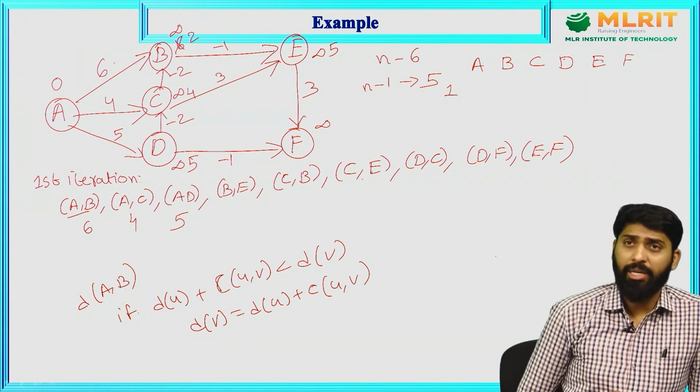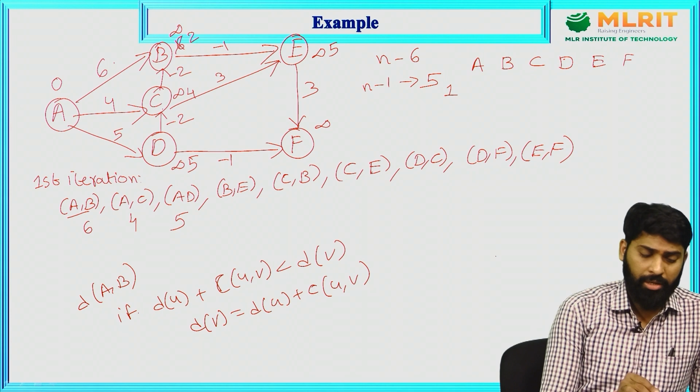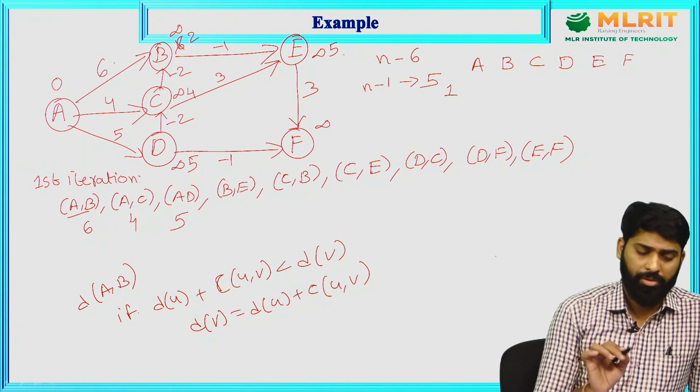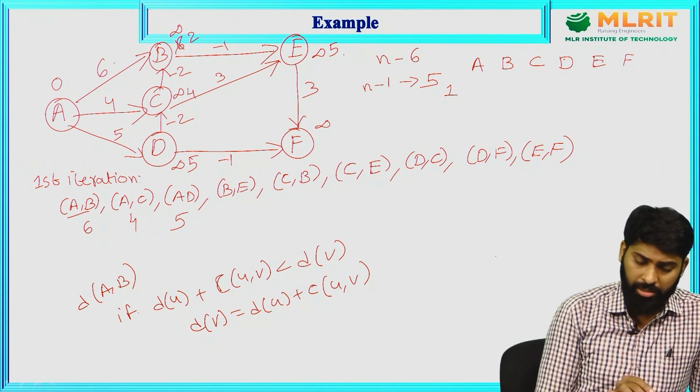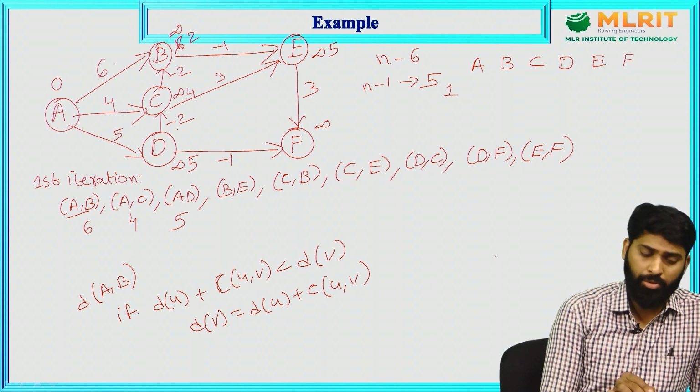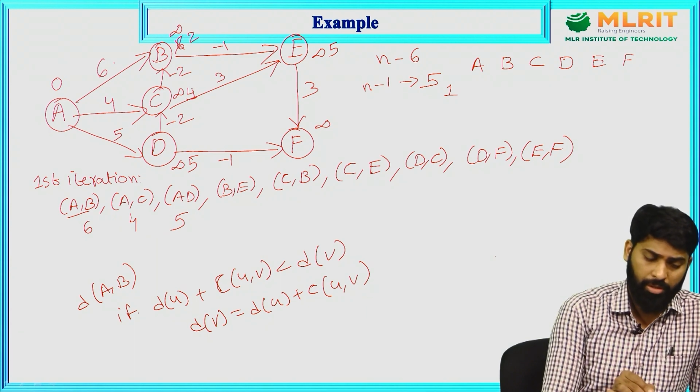Next CE. Distance of C is 4. 4 plus 3, 7. So 7 less than 5? No. So ignore. Next D to C. The distance of D is 5. So 5 minus 2, 3. So 3 less than 4. So replace the distance of C with 3 now.